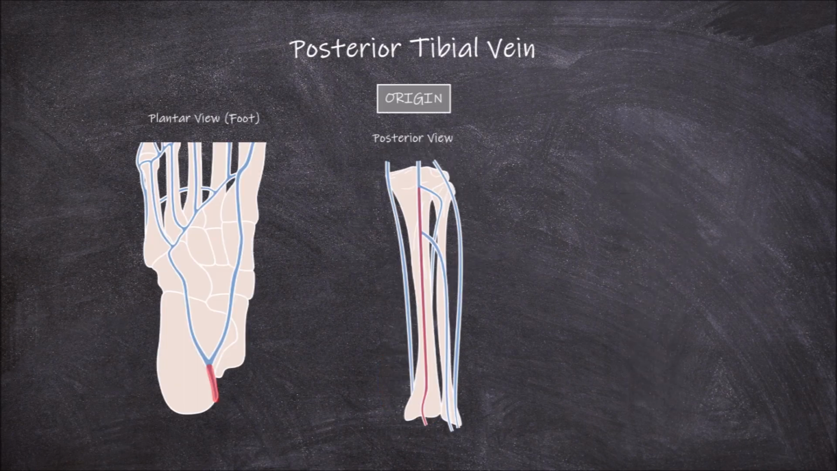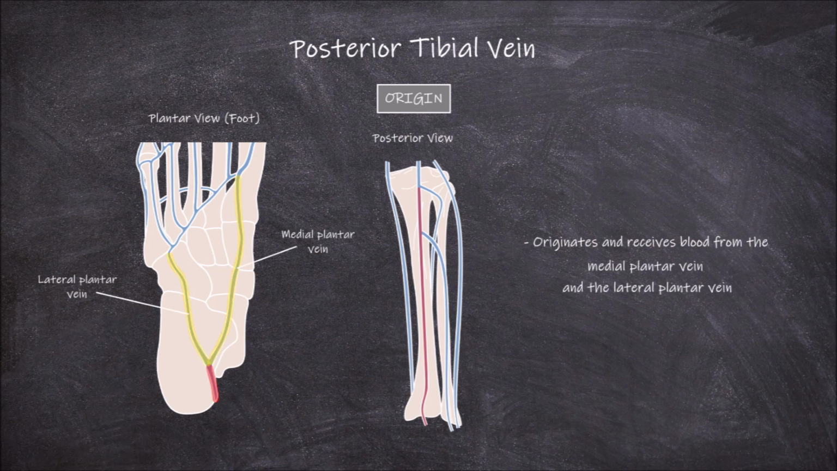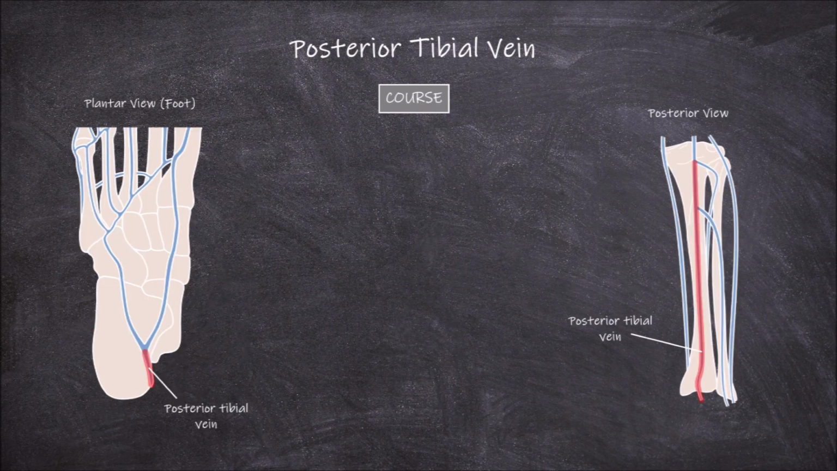Where does this vein originate? This vein originates and receives blood from the junction of two veins, the medial plantar vein and the lateral plantar vein. What is the course of this vein?